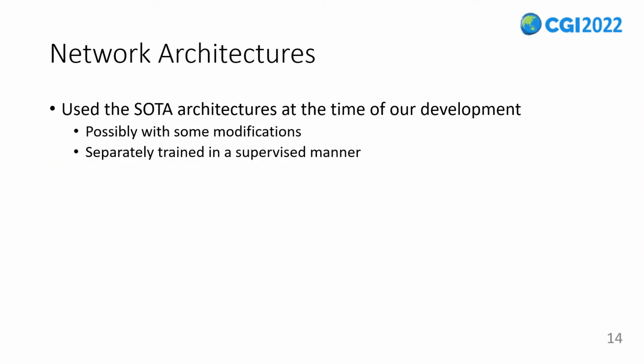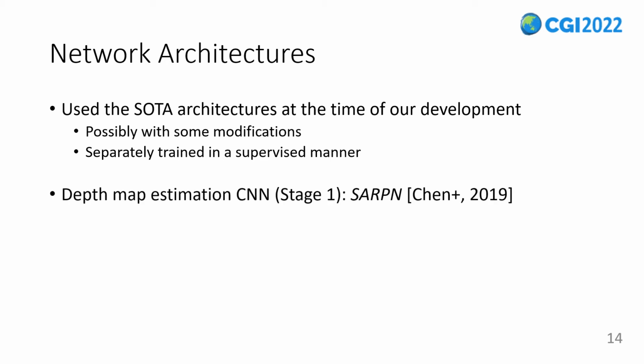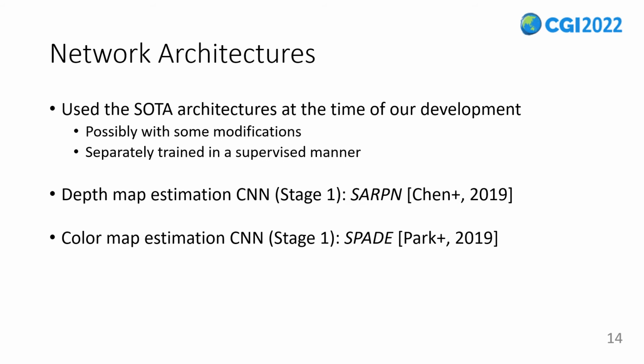To compose our pipeline, we use several network architectures. They are basically the state-of-the-art architectures at the time of our development. We possibly add some modifications and train them separately in a supervised manner. Specifically, for depth map estimation in stage 1, we used SharpNet by Chen et al. For color map estimation in stage 1, we used SPADE by Park et al.